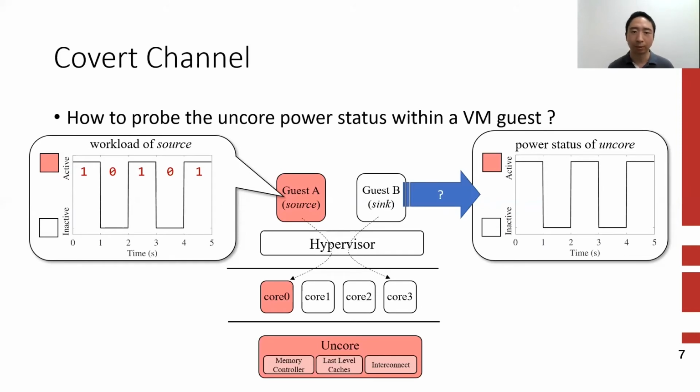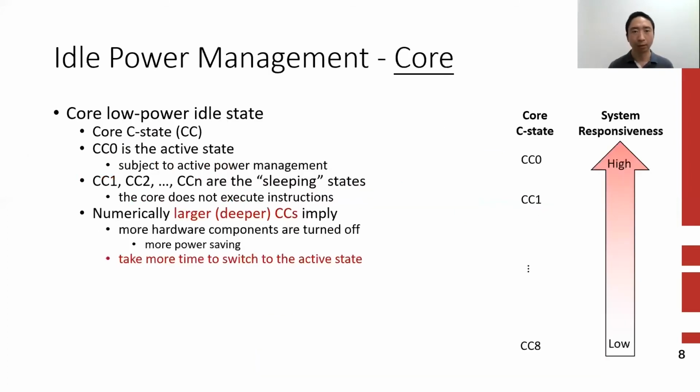However, the problem is how to probe the status of the Uncore in a fully virtualized environment. The VM hypervisor only exposes very limited information about the physical processor, which is the main obstacle. Our idea is to use some VM perceivable metrics. To explain that, we need more knowledge.